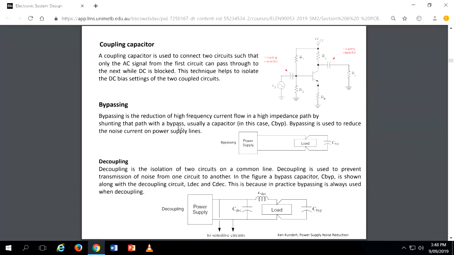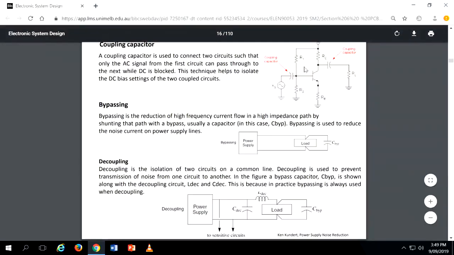So for that, this is my slide. I categorized this into three, because in ECD we studied the coupling capacitor. Coupling means you are connecting the amplifier while isolating the DC. That makes sense. A coupling capacitor is used to connect two circuits such that only the AC signal from the first circuit can pass through to the next, while DC is blocked. Only the signal can pass through this capacitor; the DC bias points will not pass through.